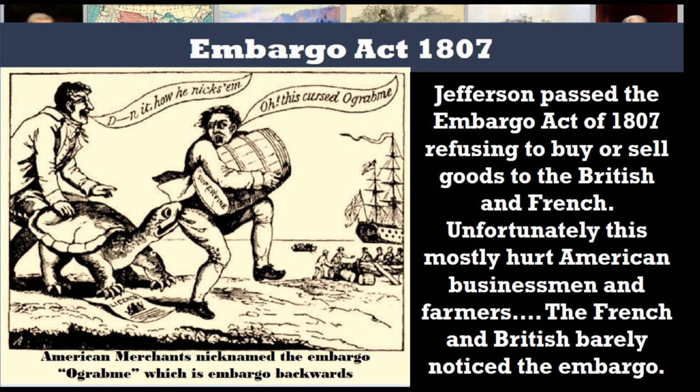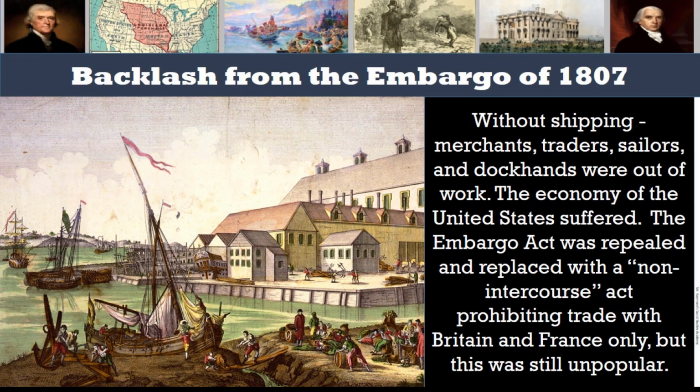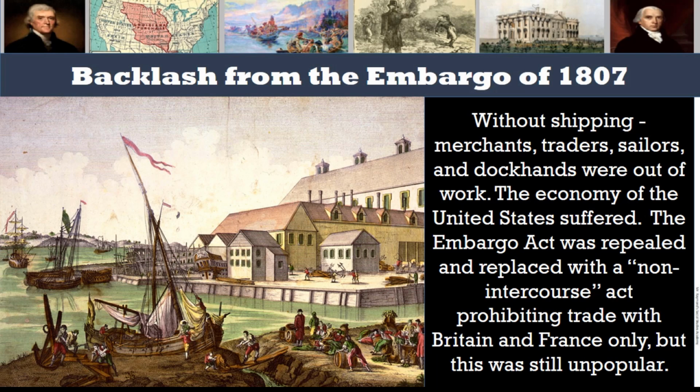We discussed last time how Jefferson passed the Embargo Act of 1807, refusing to buy or sell goods to foreign countries, especially the British and French. Unfortunately, this mostly hurt American businessmen and farmers, and the French and British barely noticed the embargo. Without shipping, merchants, traders, sailors, dockhands, and all kinds of Americans were out of work as a result of this war. Naturally, the economy of the United States suffered.